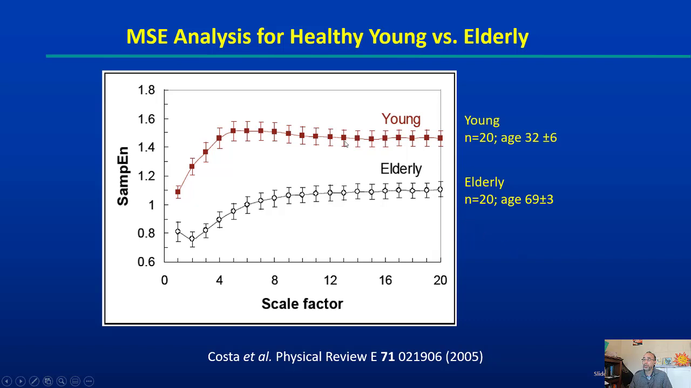And this could be extended to differentiating between the young and elderly. Young individuals have an overall greater irregularity or sample entropy across all the time scales compared to the elderly. So if you take a sum of all these values across all the scales, the sum MSE or the multi-scale entropy tends to be larger in the young individuals compared to the elderly.